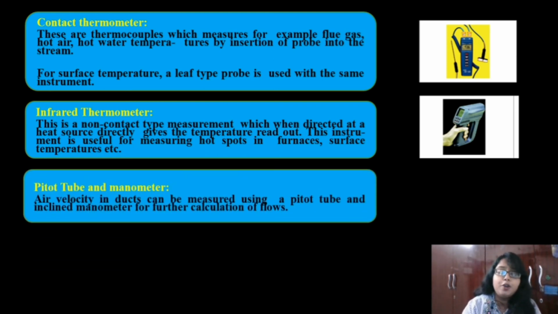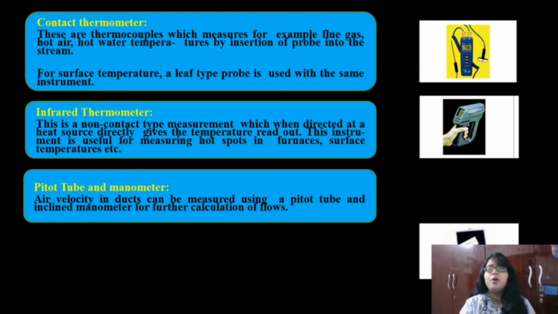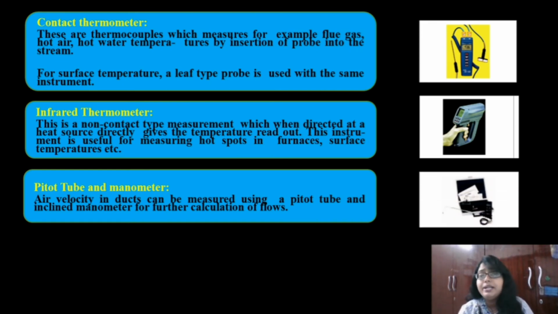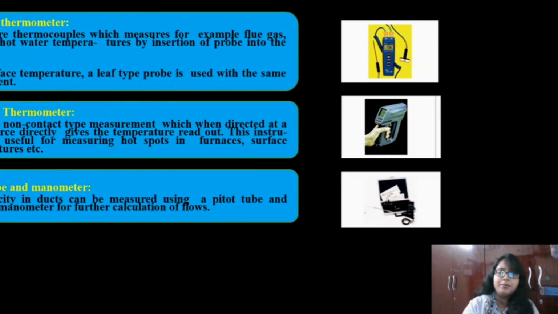Then pitot tube and manometer. Now, what is this pitot tube and manometer? The air velocity in the ducts can be measured using a pitot tube and inclined manometer for further calculation of flows. This is basically for the air velocity, for the pressure measurement. Okay, so you are using this pitot tube and manometer.